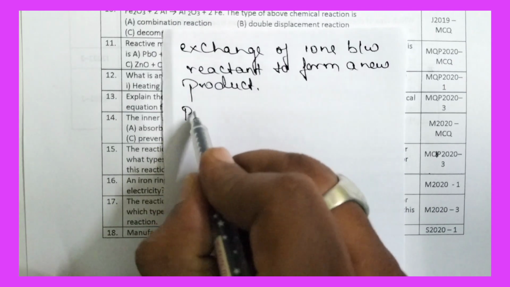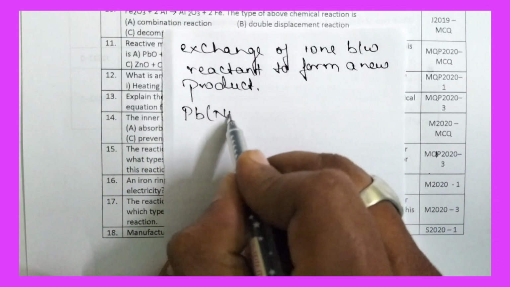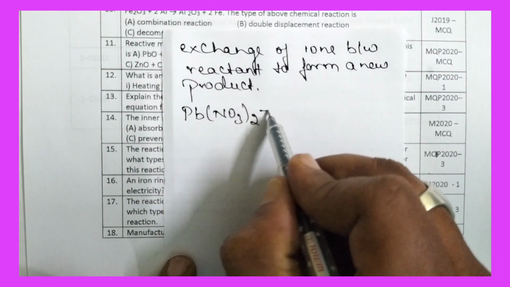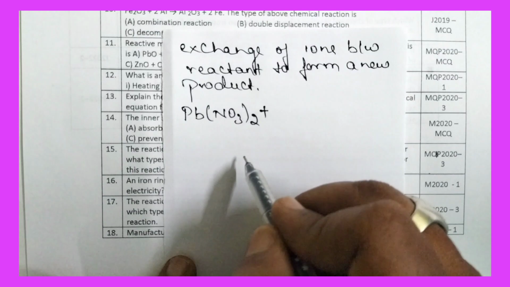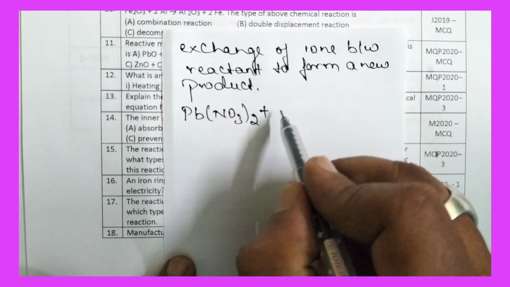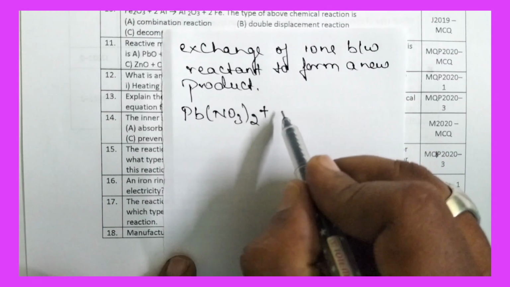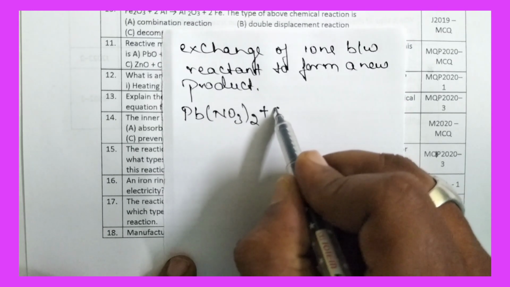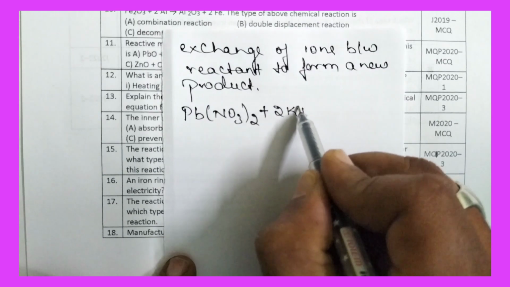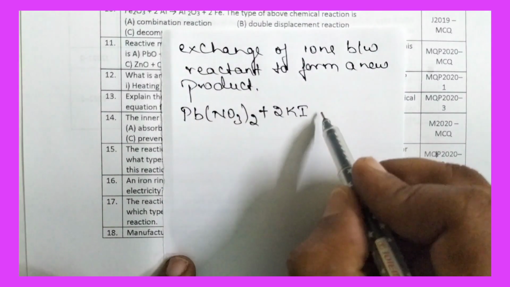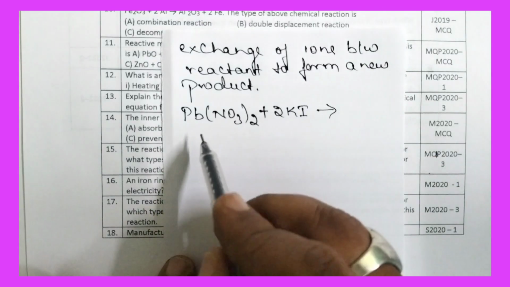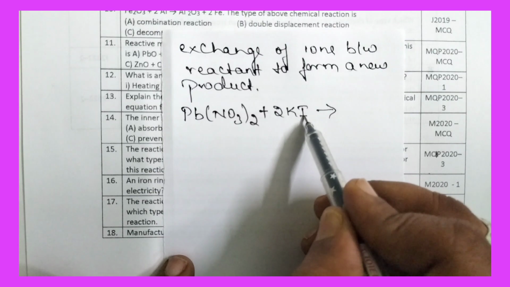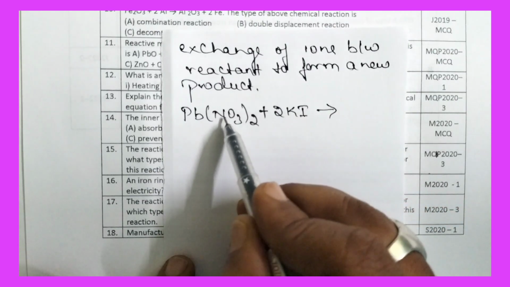ಲೆಡ್ ನೈಟ್ರೇಟ್ ಅಂದರೆ ಹೀಗೆ ಬರೆಯೋಣ, Pb(NO3) taken twice. This is lead nitrate plus it reacts with potassium iodide. So lead nitrate when reacts with potassium iodide. So potassium iodide ಅಂದರೆ ಅದನ್ನು ನಾವು ಈಗ ಬರೆಯೋಣ, 2KI give rise to, so exchange ಆಗುತ್ತೆ ನೋಡಿ, lead reacts with iodine and potassium reacts with nitrate.